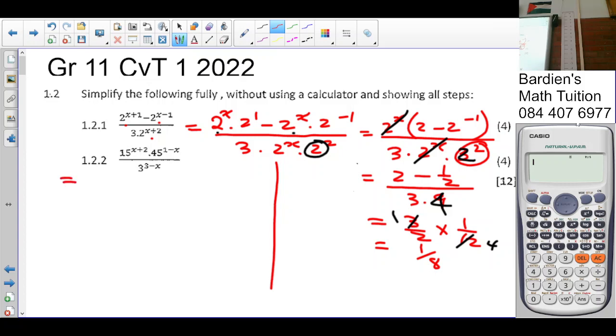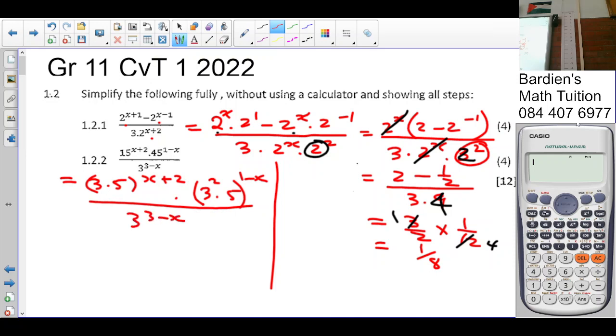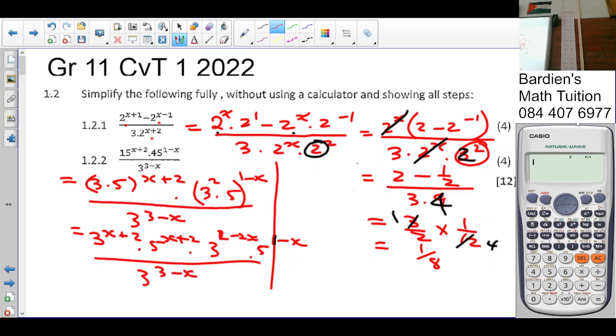Next, 15 can be written as 3 times 5, raised to the x plus 2. 45 can be written as 3 squared times 5, all raised to 1 minus x, all over 3 to the 3 minus x. When you have something raised to a higher exponent, you multiply the exponents. So it's 3 to the x plus 2 times 5 to the x plus 2 times 3 to the 2 minus 2x times 5 to the 1 minus x. And this is all over 3 to the 3 minus x.